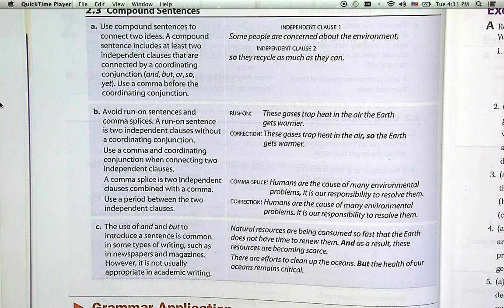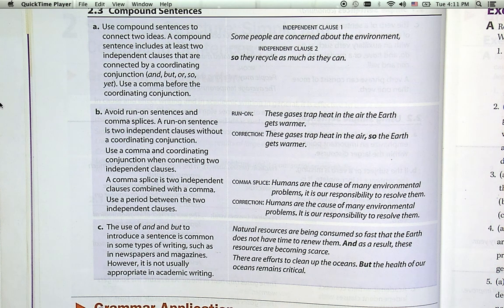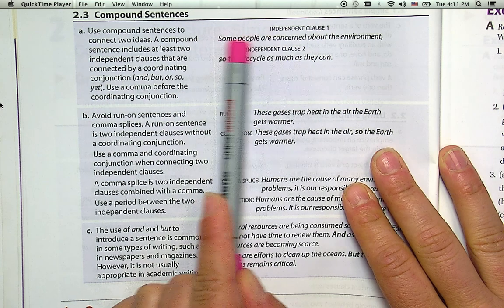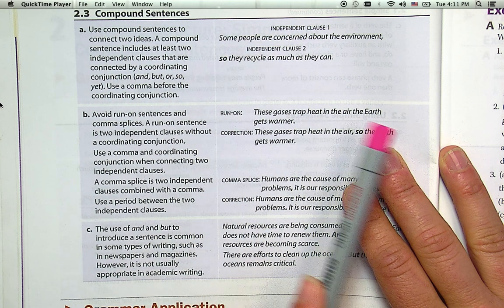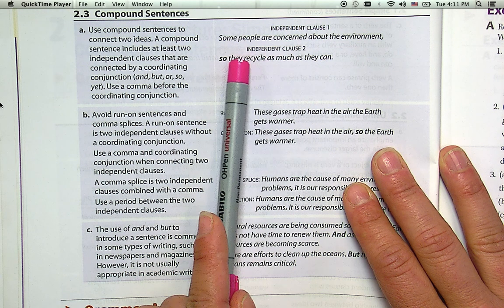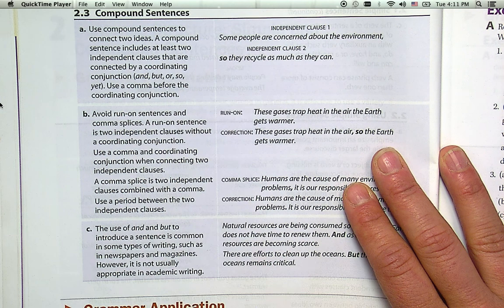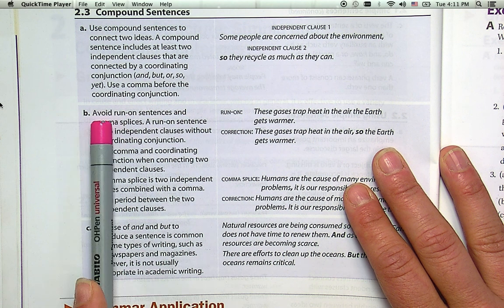And what's the other one? FANBOYS. Nor can also be a conjunction. When you have your subject verb, some people are concerned. That's one clause. So they recycle. They recycle is another clause. It's another subject verb. So we must have a comma before the so. Must.